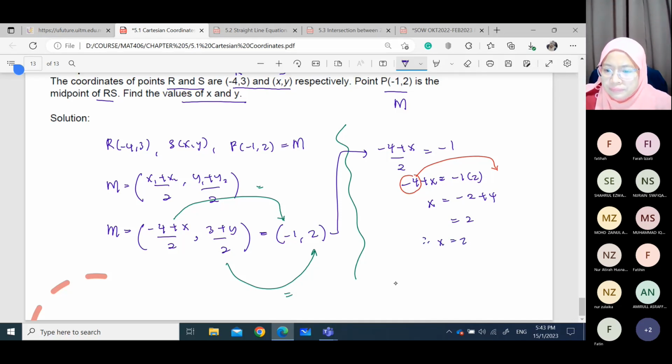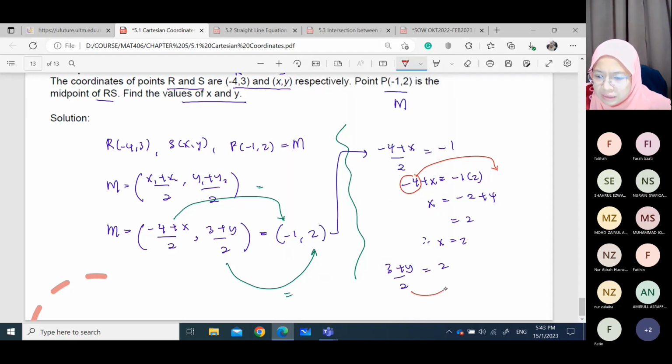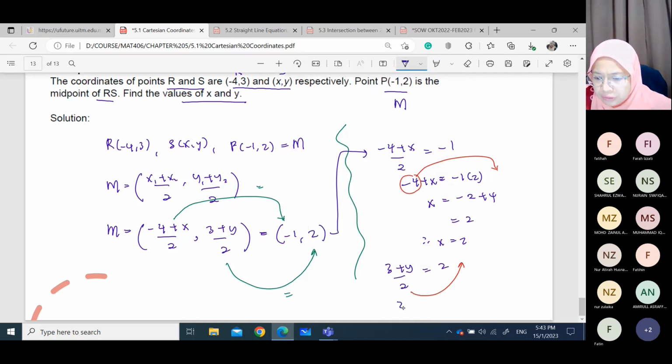And then for y, for the next one, 3 plus y over 2 equal to 2. So sama jugalah kaedah dia. So yang ini you bawa ke sebelah, dia akan jadi darab. So we have 3 plus y equivalent with 2 times 2. Okay, so 3 plus y equivalent with 4. So y equivalent with 4 minus 3. So we have 1. So therefore y is 1.